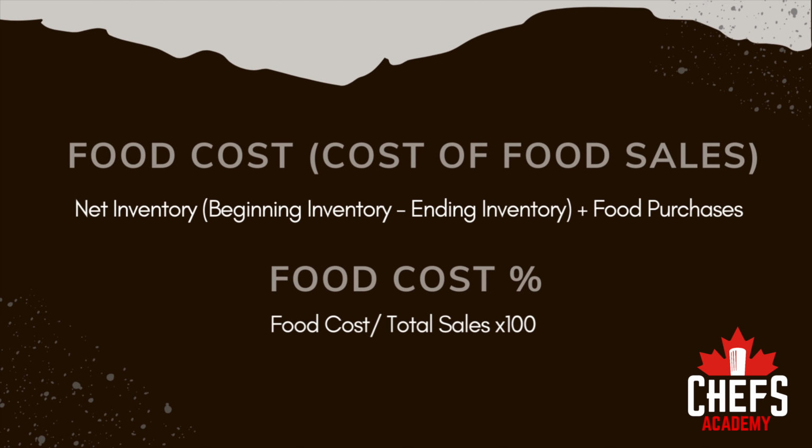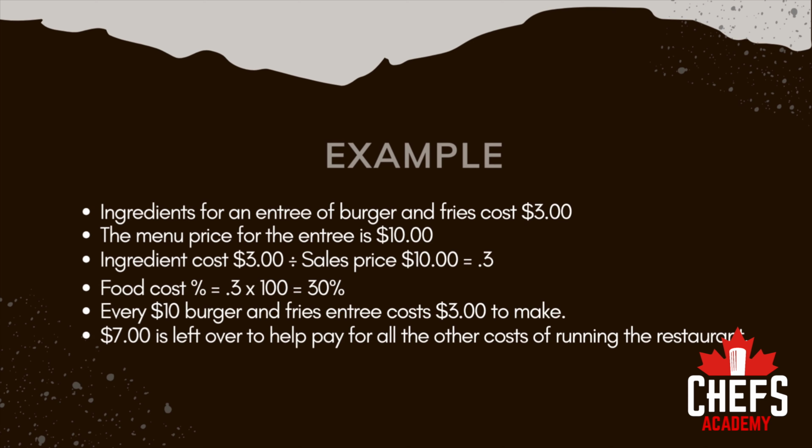percentage. For example, the ingredients for an entree of burgers and fries cost $3. The menu price for this entree is $10. Ingredient cost of $3 divided by sales price of $10 equals 0.3. So to get the food cost percentage, we're going to do 0.3 times 100, which equals 30%. Every $10 burgers and fries entree costs $3 to make. $7 is left over to help pay for all the other costs of running a restaurant.